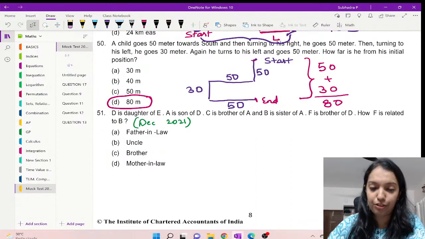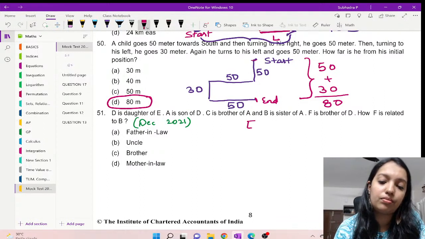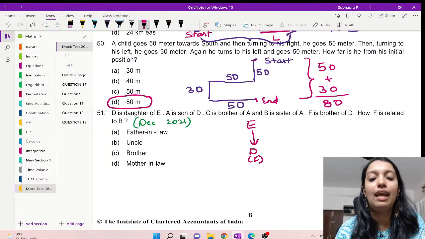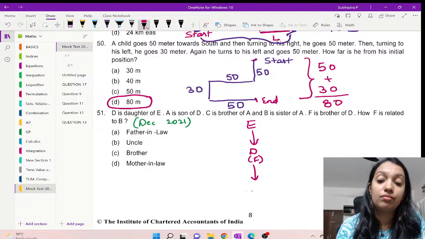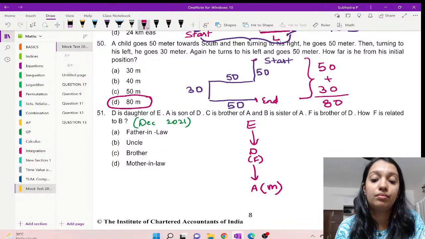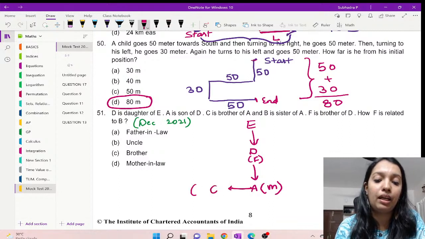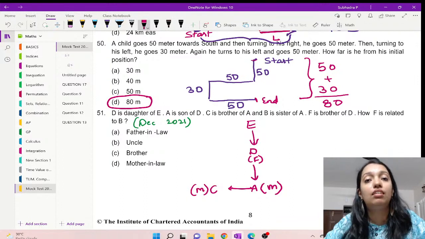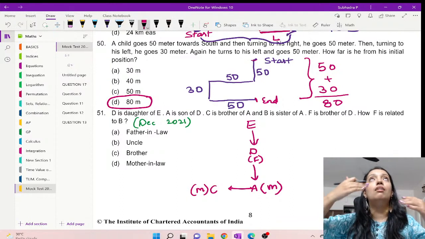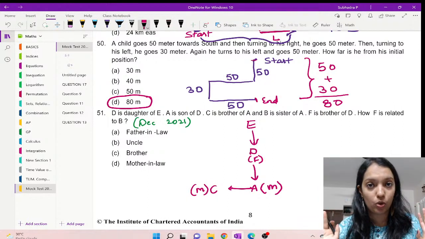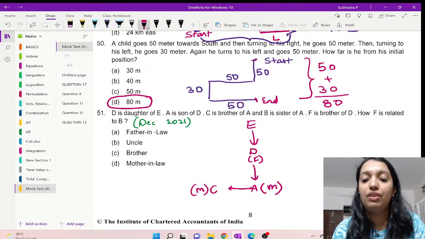Now this is a type 1 question where they have named everyone in terms of A, B, C, D, E. Question number 51. D is daughter of E. Daughter, female. A is son of D. Son, male. C is brother of A. Brother, male. But ma'am, why did you draw it in the same line? Brother, sister, cousin, they all come in the same generation, one line. Father, mother has to go up. Daughter, son has to go below.